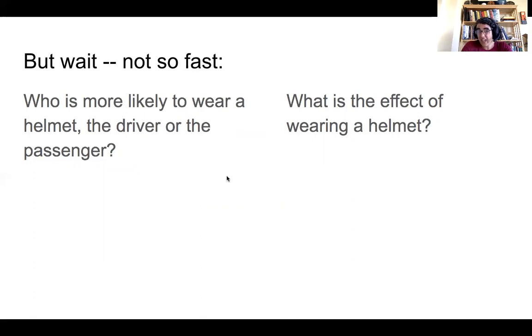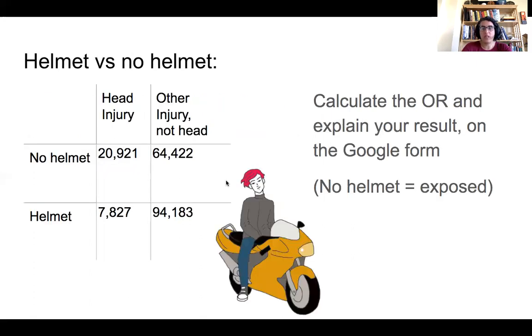You would hope a helmet would protect against head injuries, right? Well, from the same study, here's the data. We have the people who got head injuries, the people who didn't. And remember in this data, they also knew whether they were wearing helmets or not. So we're going to treat no helmet as being the exposed and helmet as being the unexposed. So take a look at this data, and just like you've done before, calculate the odds ratio and explain your result on the class Google form. So pause this and go do that.